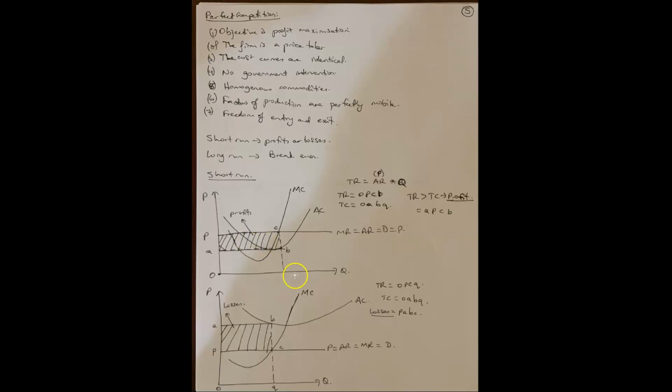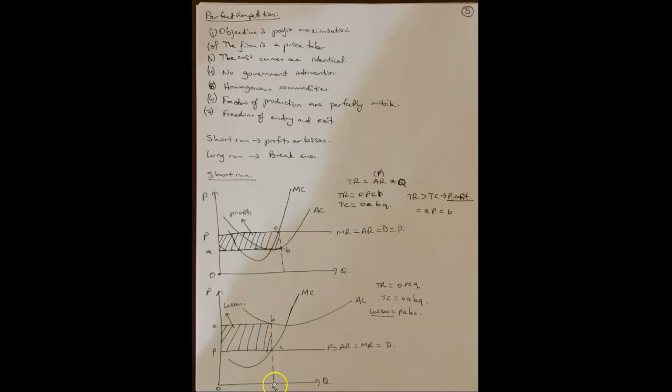Okay? Now we go to losses. Again, the firm is producing OQ. But here your average cost curve lies way above your average revenue curve. So your total cost will therefore be OABQ. Remember, you read it off the average cost curve. So your total cost is OABQ.